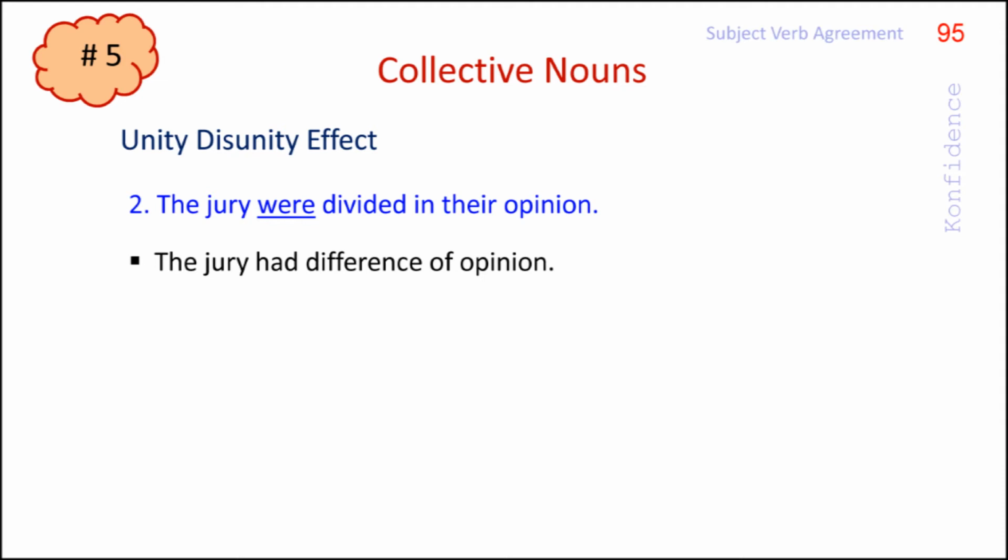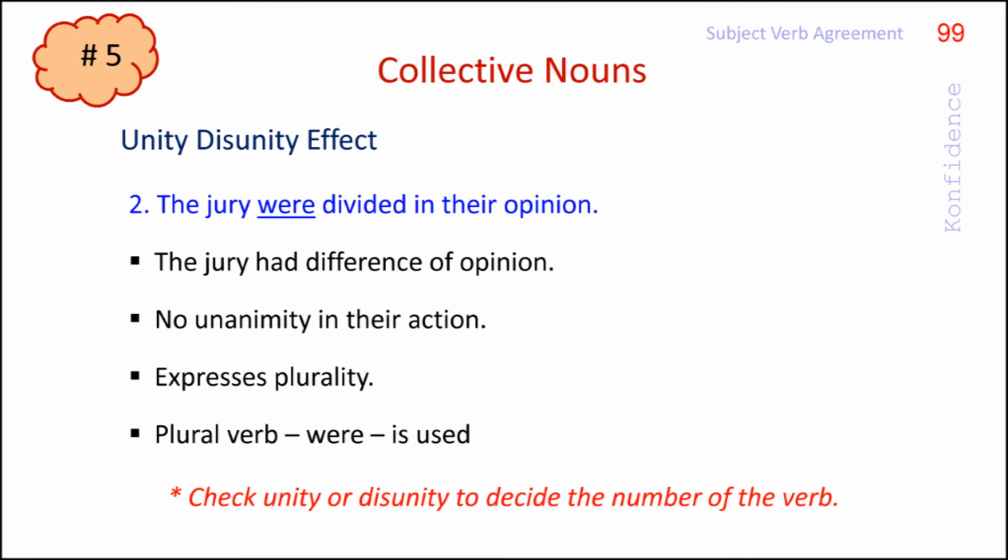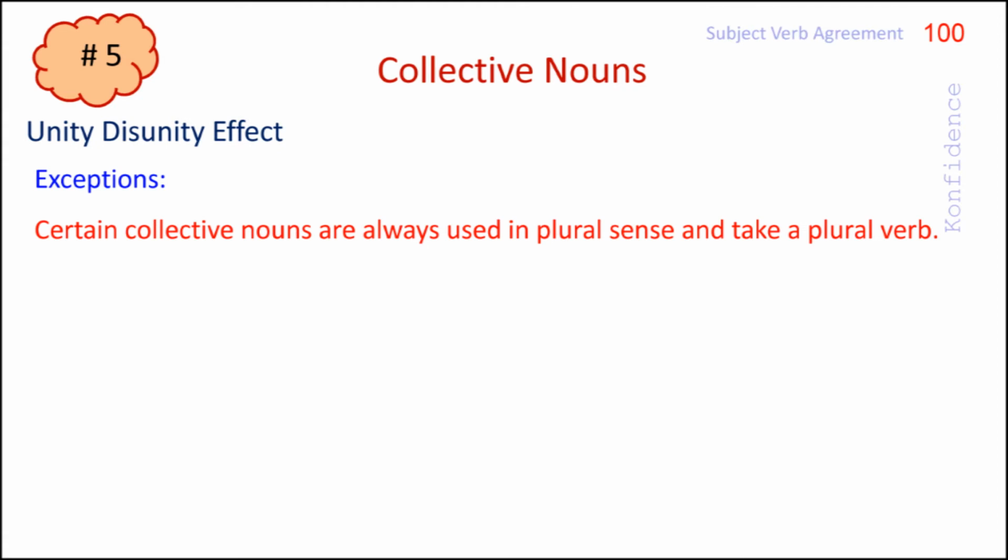But in the second sentence, the jury had a difference of opinion. Each one acted differently. There was no unanimity in their action. When we read this sentence, we can see many judges disputing over something. The sentence clearly expresses a plurality. That is why a plural verb, were, is used in this sentence. So when we handle these types of collective nouns, check whether they express unity or disunity to decide the number of the verb. Now about the exceptions.